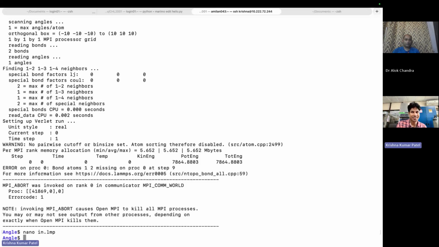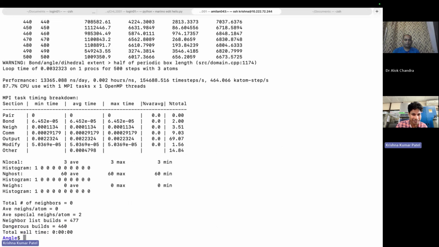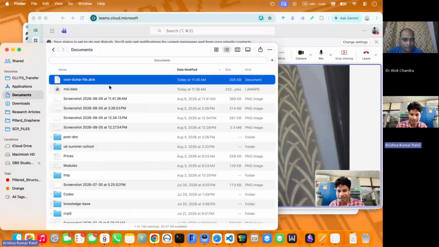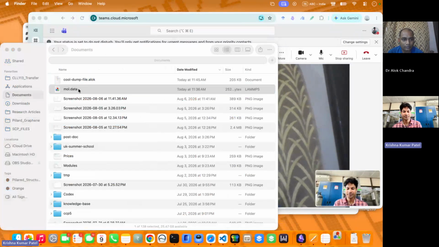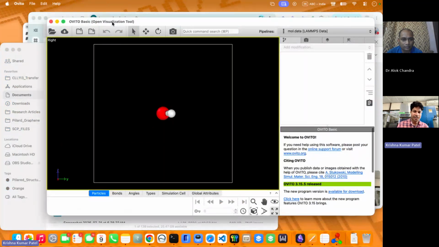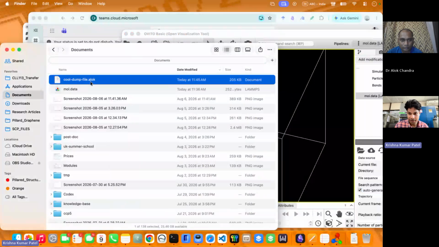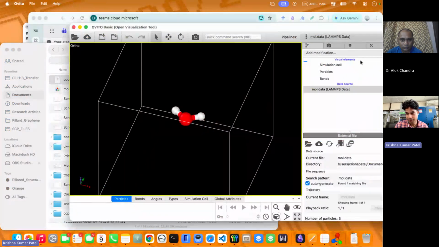But this will be problematic because these are bonded atoms. These are not non-bonded atoms. For non-bonded atoms, it would make sense. For bonded atoms, it makes no sense. Let's run it. We are doing some crazy simulations, with really no connection with reality whatsoever. But for the sake of understanding how it works, let's do that. So I ran the simulation and then I copied the trajectory file to my Mac. I'm going to load the data file and then the trajectory file again.